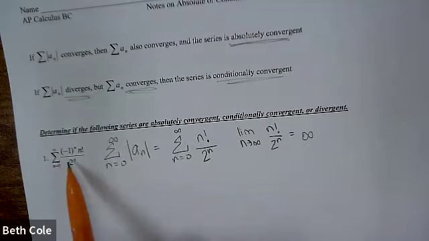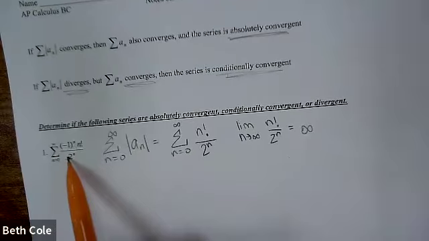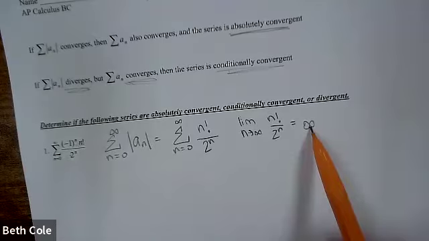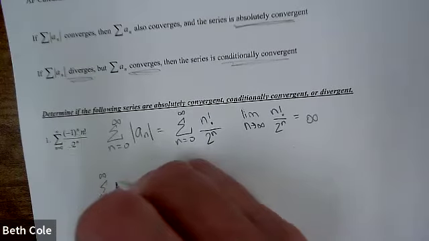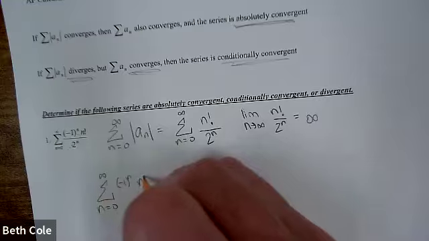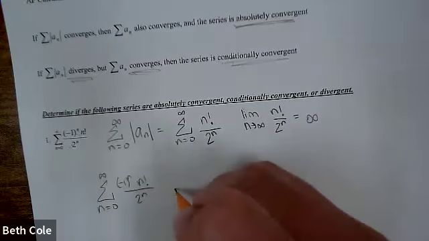Now before we write anything else, I'm going to try and save you some writing. If you were to do an nth term test with not the absolute value, but just this original one, wouldn't that also go to infinity? All right, so the entire thing diverges. This original series diverges.